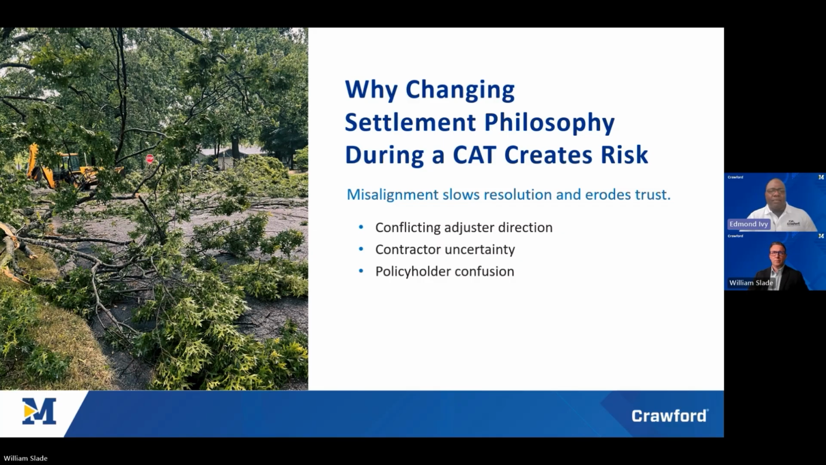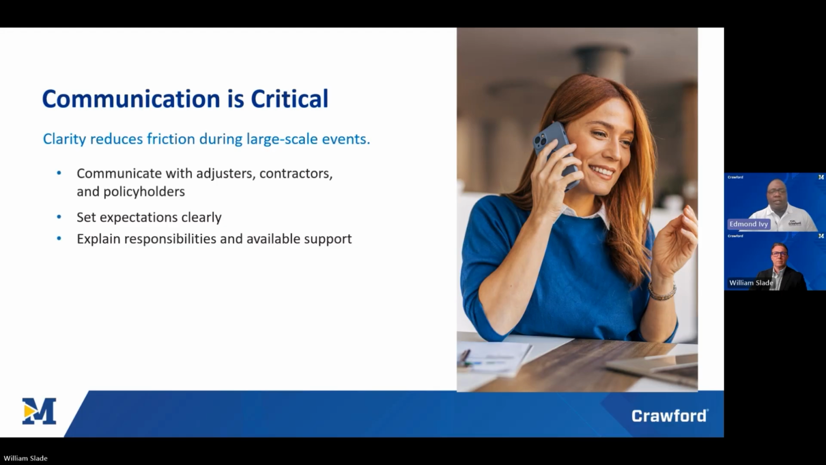And both inconsistent claim outcomes and unnecessary time to adjust claims, due to confusion in your plan or a change in settlement philosophy, and your clients, insureds, customers, and members not knowing what the claim process is going to be, all of those factors are going to erode trust. So this is why that settlement philosophy needs to be decided, documented, and communicated before the CAT and not during one.